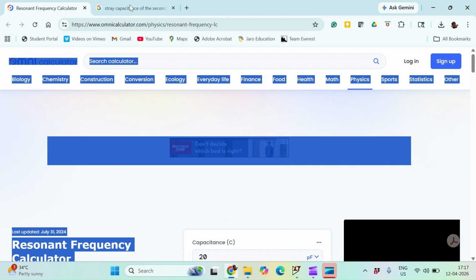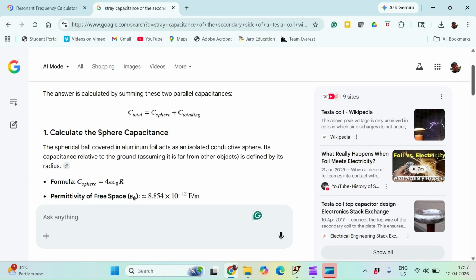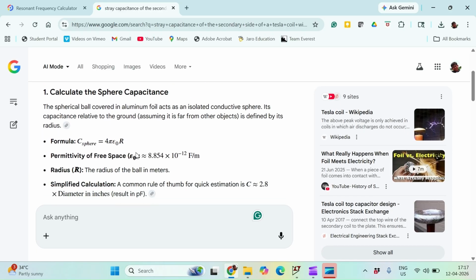One more thing that I would like to show you is the formula to calculate the stray capacitance. I did a Google search on how to find the stray capacitance for the secondary side. It is given by this formula here. Total stray capacitance is given by the capacitance of this aluminum foil covered sphere plus the capacitance of the winding. For the sphere itself, the capacitance is given by 4 pi epsilon naught r.